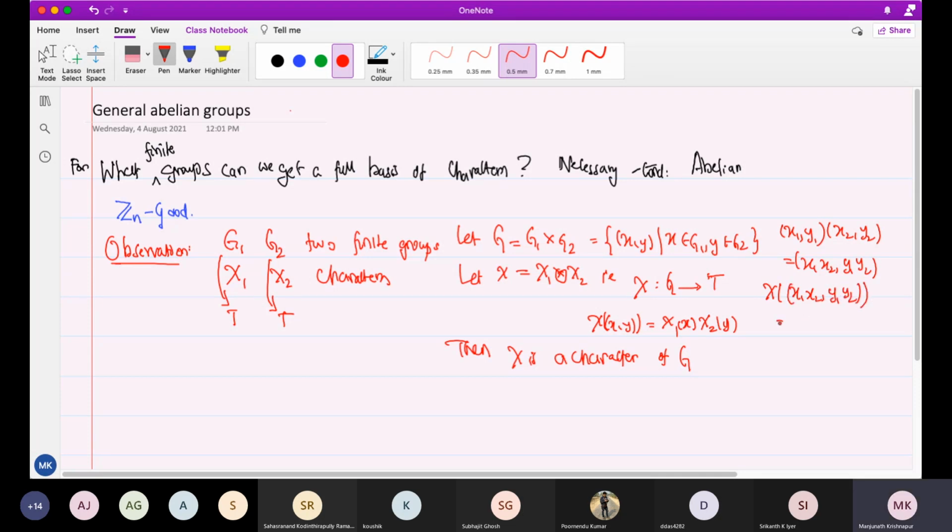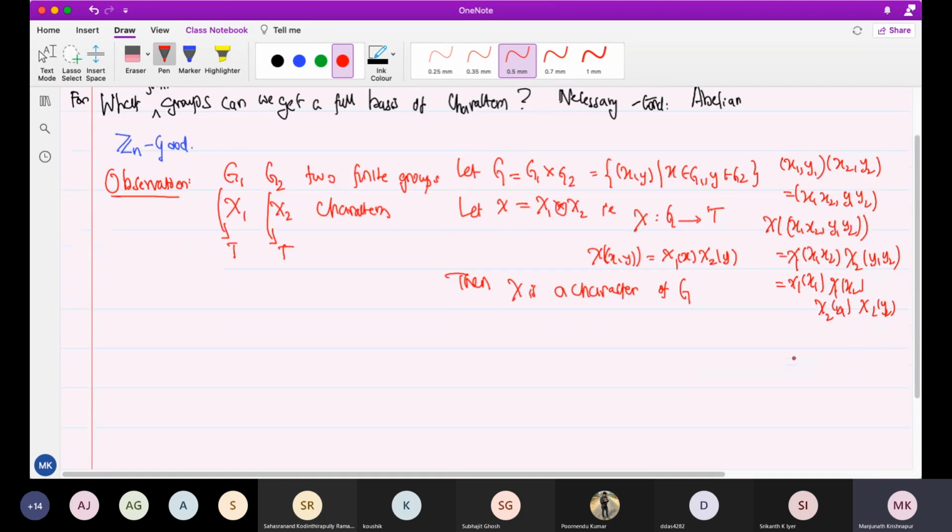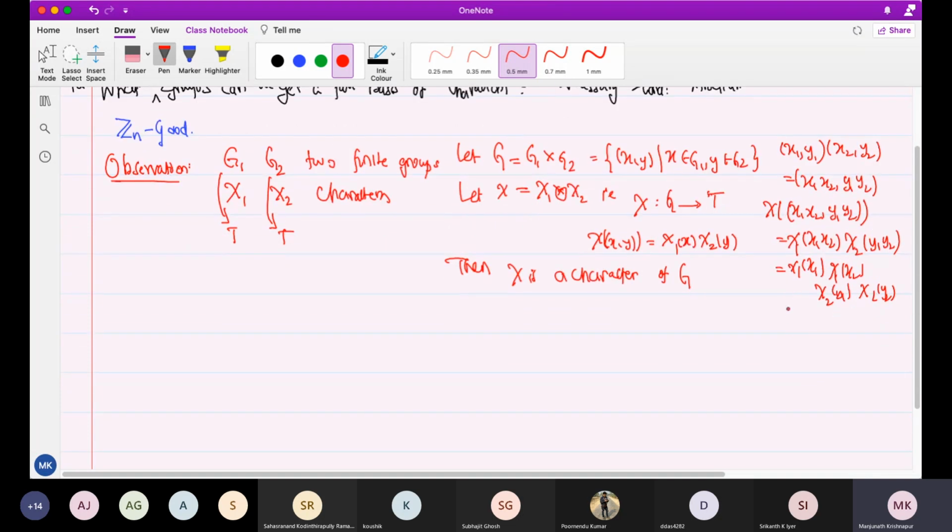Hardly need to write, but that is by definition chi1 of x1, x2 and chi2 of y1, y2. And since these are characters, this splits as a product: chi1 of x1 times chi2 of y1, and chi1 of x2 times chi2 of y2. Now chi1 of x1 and chi2 of y1 give me chi of x1, y1, and so on, chi of x2, y2. So it's just a trivial, straightforward check. If I have two characters of these two groups, I get a character of the product group.